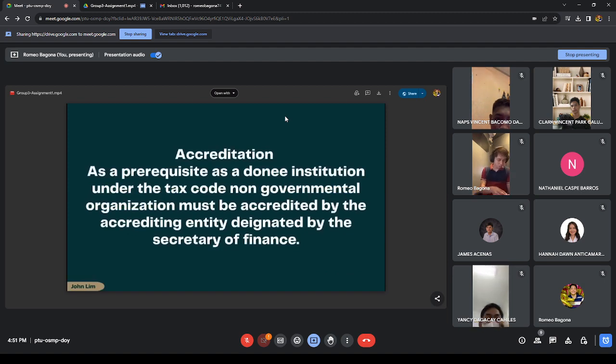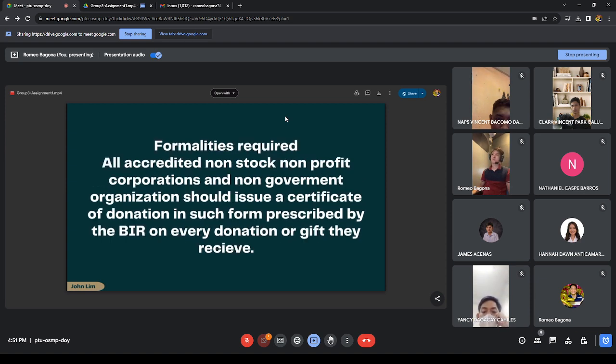Accreditation as a prerequisite as a donee institution under the tax code. Non-governmental organizations must be accredited by the accrediting entity designated by the Secretary of Finance. Formalities required. All accredited non-stock, non-profit corporations and non-government organizations should issue a certificate of donation in such form prescribed by the BIR on every donation or gift they receive.